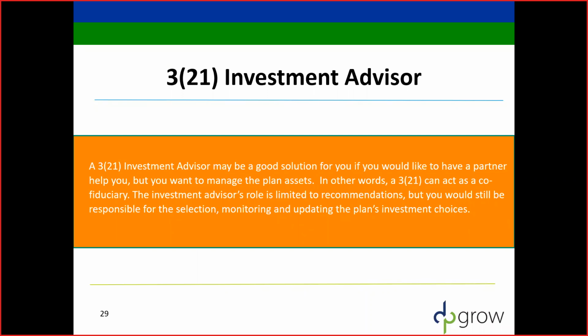A 321 may be a good solution if, again, you would like to have a partner to help you manage your plan assets. You can act as a co-fiduciary. The investment advisor's role is limited, as I mentioned, to recommendations, but you'll still be responsible for the selection, monitoring, and updating of the plan investment choices.